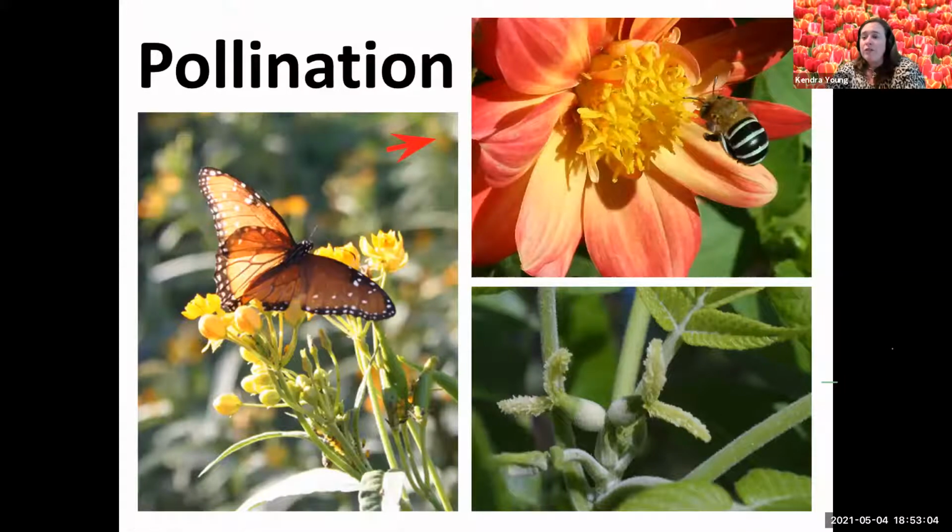And with our fruits and vegetables, oftentimes we need pollinators. Some plants can pollinate themselves, others need assistance. So it could be butterflies or bees, or it could be animals. Some animals help pollinate, birds help pollinate. They are the ones that transfer pollen from one plant to another to help the flower produce a fruit.